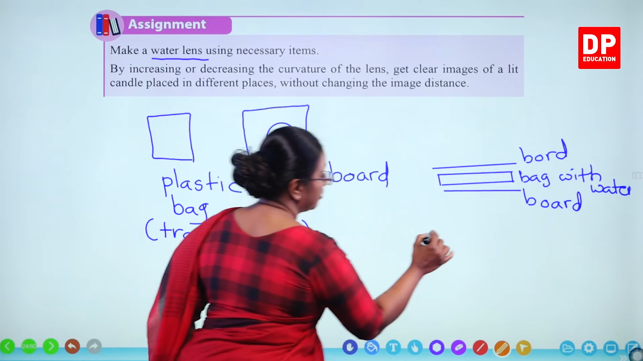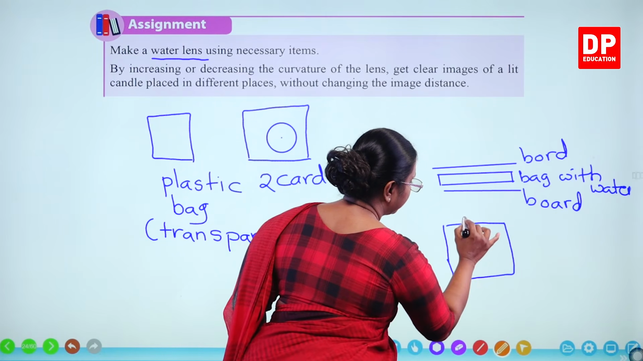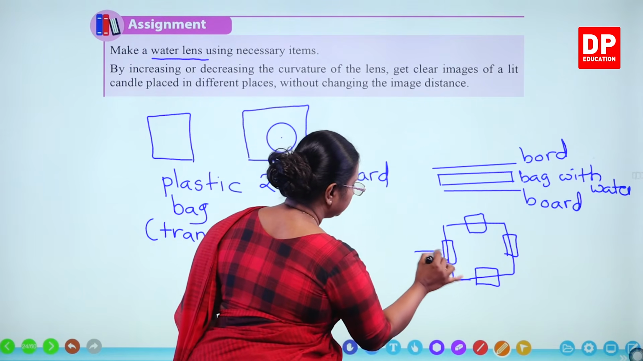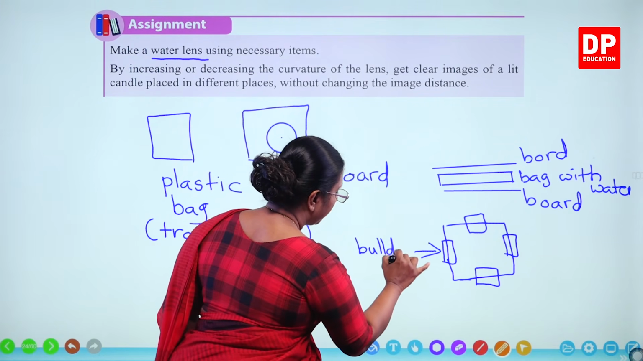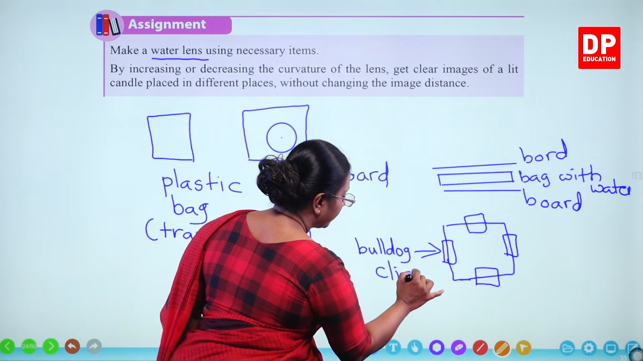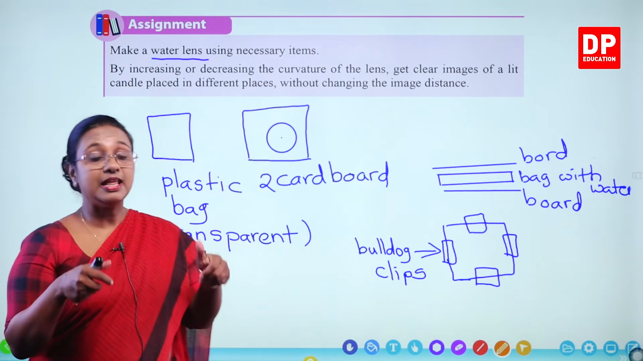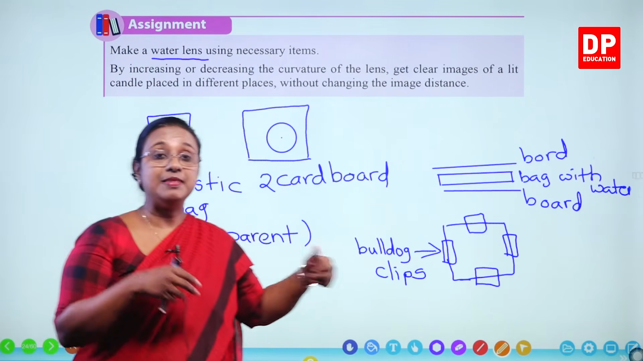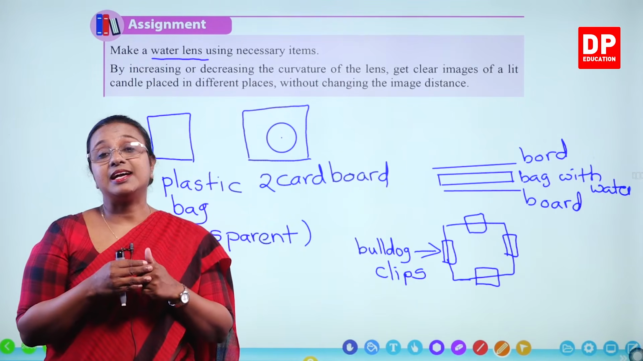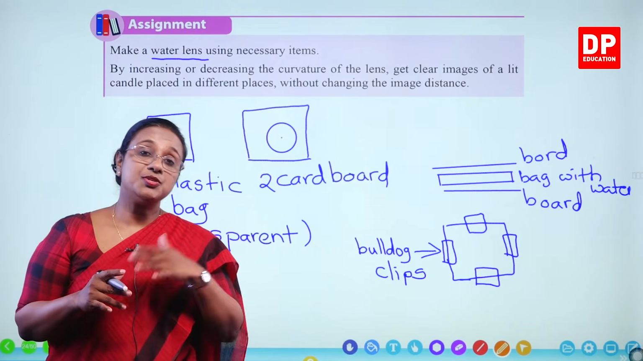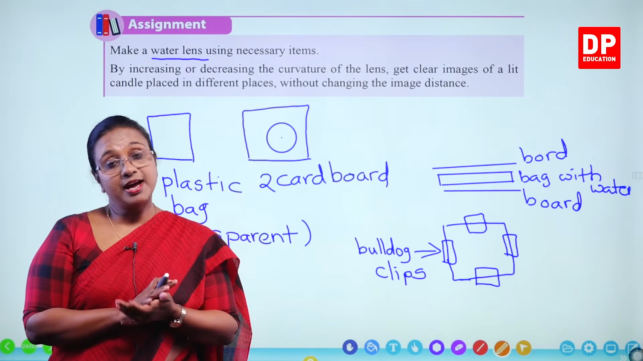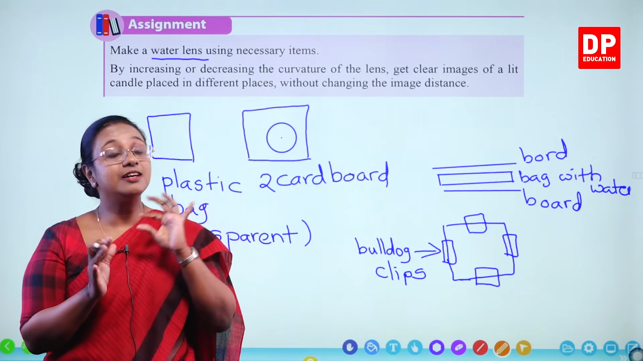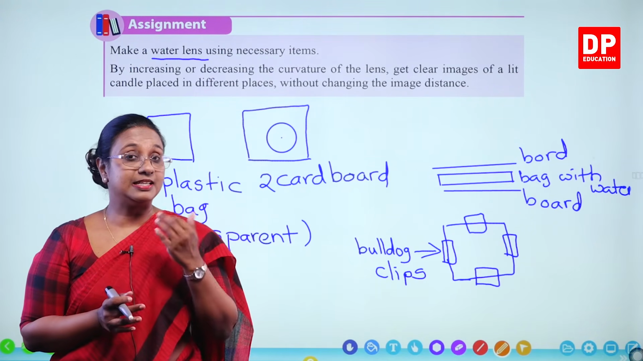And then what we can do is we have the board like this. We can put bulldog clips. These are the bulldog clips or the paper clips. If you staple it, then of course there is a possibility that the water can leak. But if you put a bulldog clip, then it will hold the cardboard and the bag containing water in place. And also it's easy to remove, and you can either pour more water or you can reduce the water. Like that, you can change the curvature of the lens. That is the water lens.